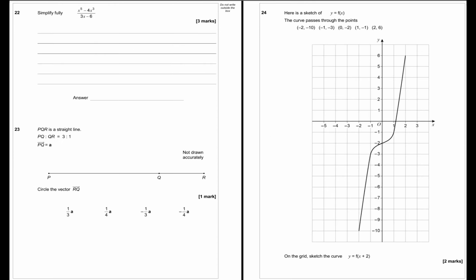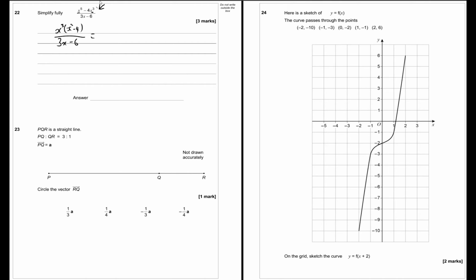Done. Okay, question 22. Simplify fully. Okay, so let's start by simplifying the top. What can we take out of both of these? We've got an x cubed and an x to the 5, so we can take x cubed out of both of these. We're going to take an x cubed outside of the brackets. And then what's going to be left on the inside? We're going to be left with an x squared and then a minus 4. So that's the first step.